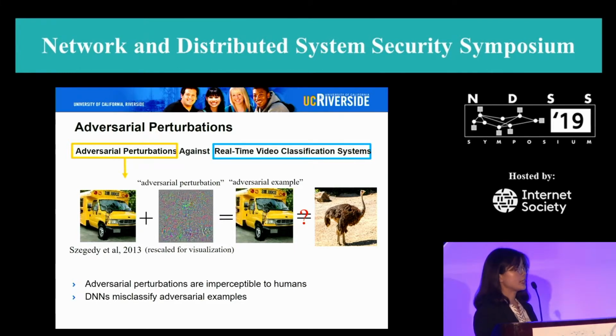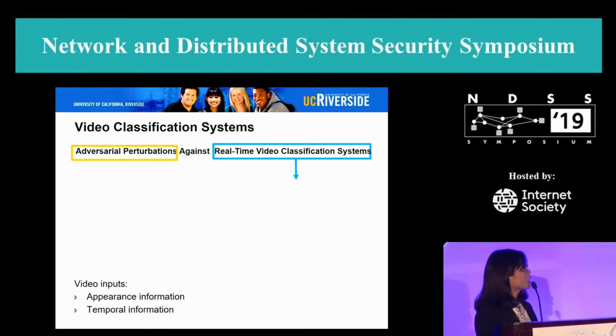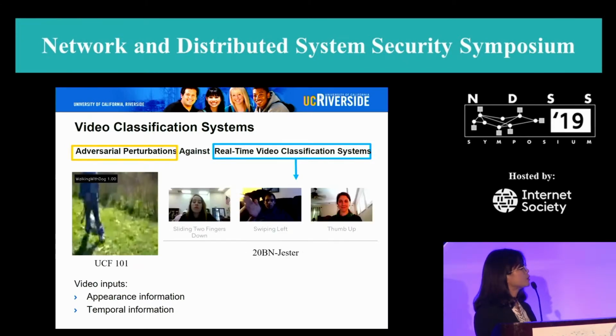So right now, most of the adversarial perturbation works are in the image area. We are interested in whether we could mess with temporal information and attack a video system. So video inputs have both static appearance information, which is the same as images, but also dynamic temporal information. Here we showcase two datasets.